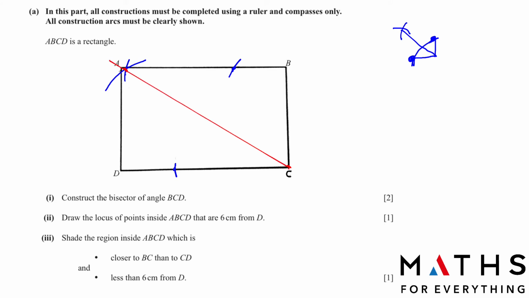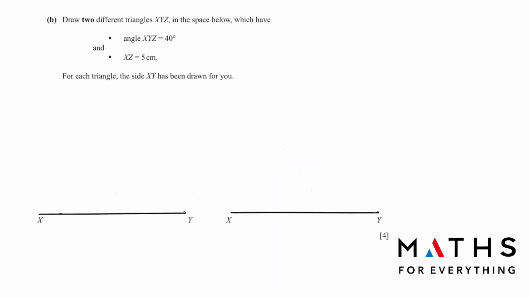Okay, so that's fine. The next part of the question is draw the locus of points. This has been removed from the syllabus, so we are going to skip it. Now in this part, we have to draw 2 different triangles, XYZ. The angle XYZ, which is this angle, will be 40, and the side XZ will be 5 centimeter. Each triangle, the side XY, has been drawn for you. So place your protractor like this and measure 40 degrees and draw the line for both the triangles.